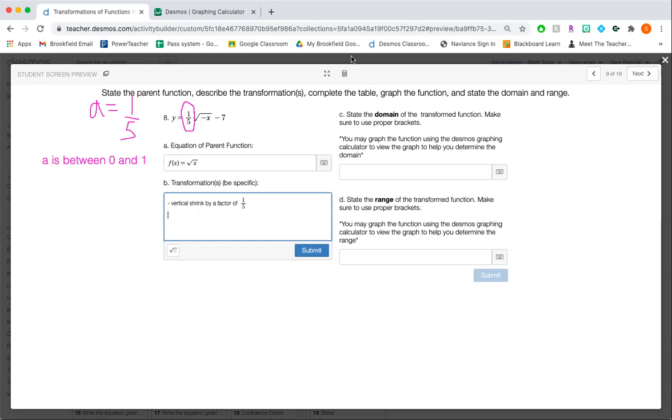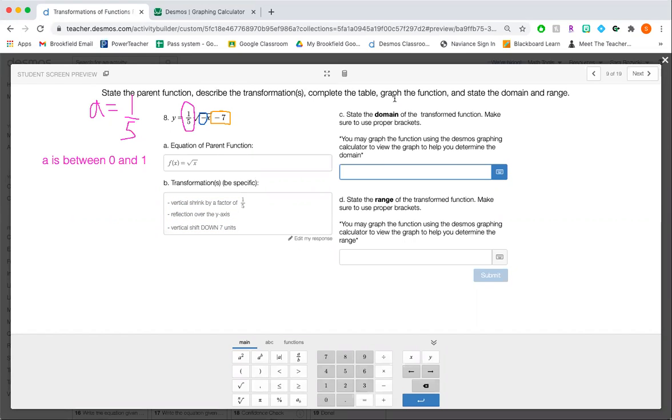I then have a negative on the inside of my square root. When I have a negative on the inside, it is a reflection over the y-axis because I'm taking my x values and I'm making them negative, which will flip it over the y-axis. And then -7 all the way here on the end is my vertical shift down 7 units. Look how I'm being so specific here. You should do the same.